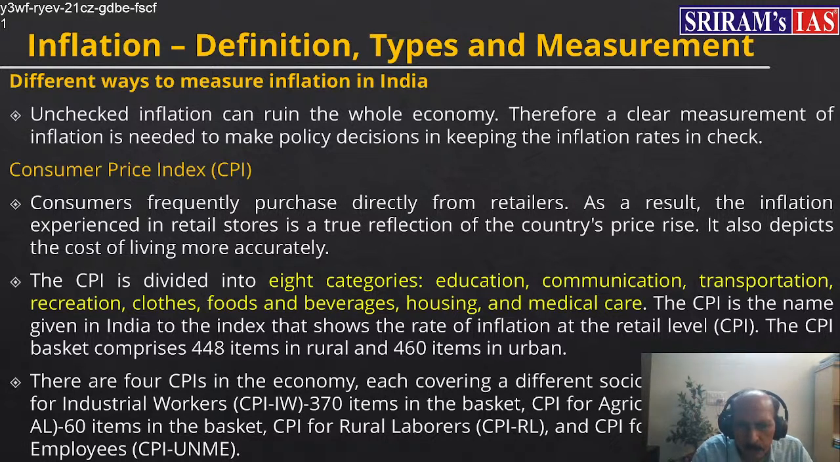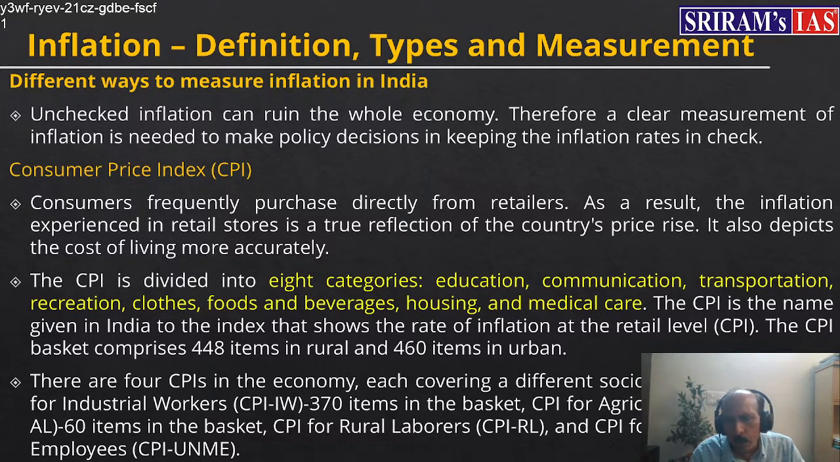Normally, the consumer price index is divided into 8 categories of items: education, communication, transportation, recreation, clothes, foods and beverages, housing and medical care. Under these items, we collect the prices. We collect the prices of 448 items in rural areas and 460 items in the urban areas.